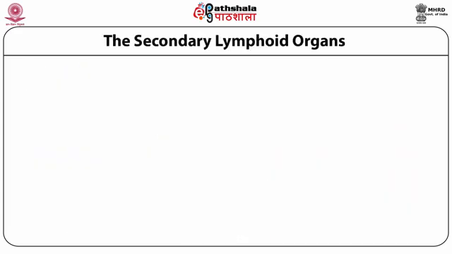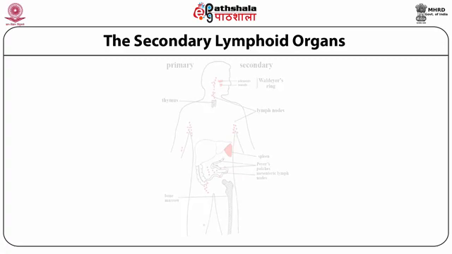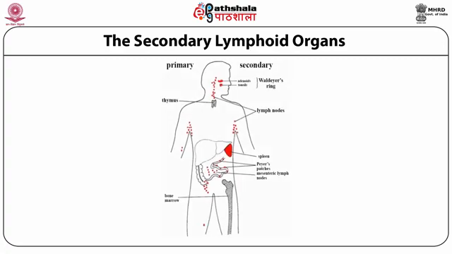Let us now look at the secondary lymphoid organs. It is here in these secondary lymphoid organs that the immune response actually takes place. Spleen is the first important secondary lymphoid organ. Then come lymph nodes. Mucosa associated lymphoid tissues are called MALT, and they are shown in this figure, how they are distributed. Once the B and T cells have matured, they migrate to these secondary lymphoid tissues.